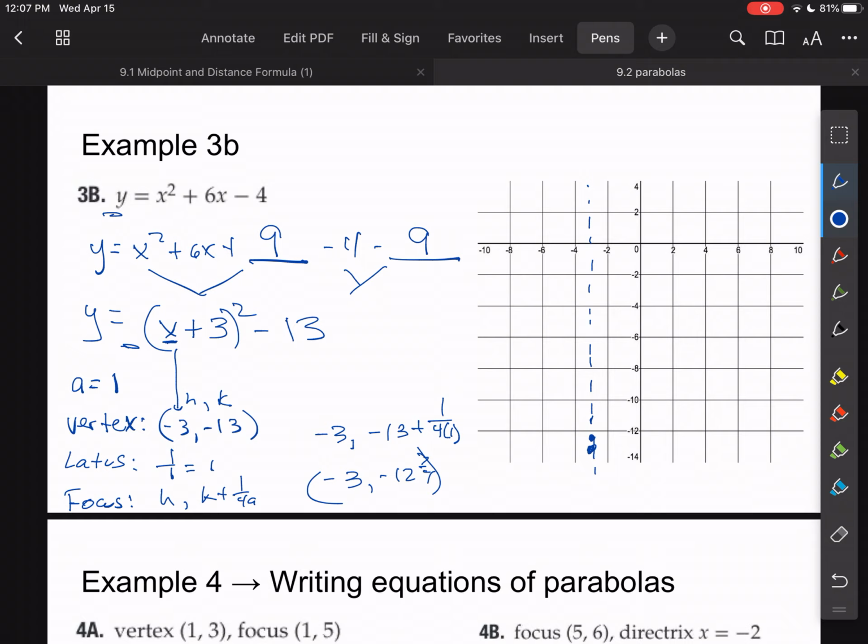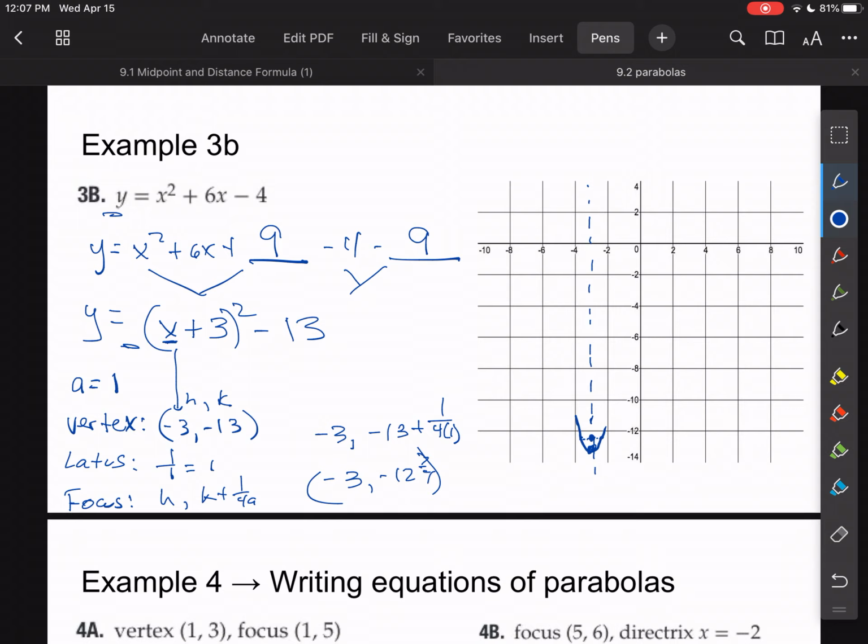And then through that, the latus rectum is 1. So I am going to go a half in either direction. Okay, so we'll go halfway here. This is just 1, so it's just halfway in between, halfway in between. So we know that this thing is pretty skinny.